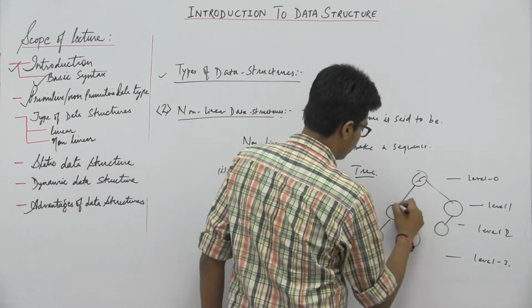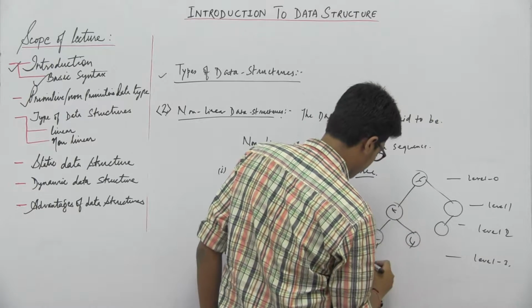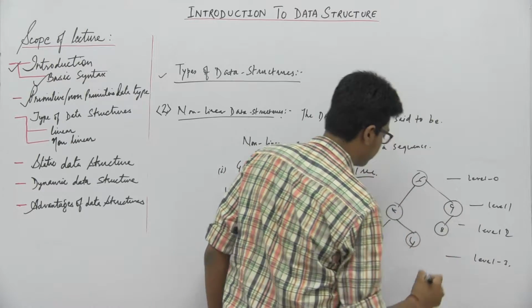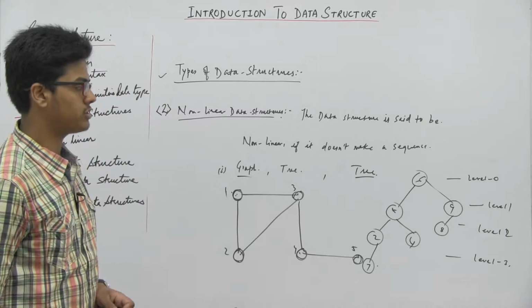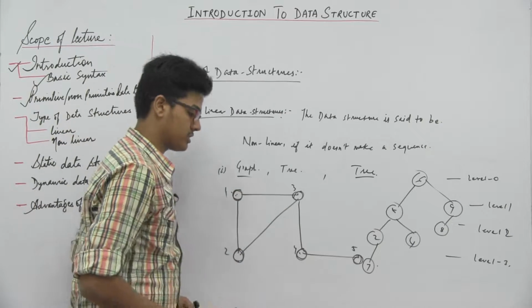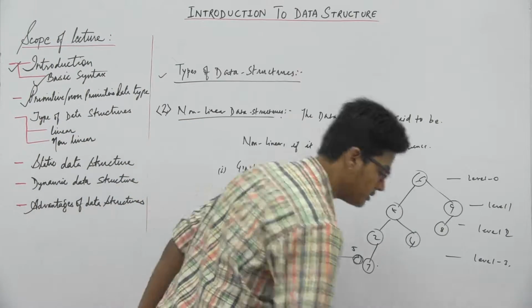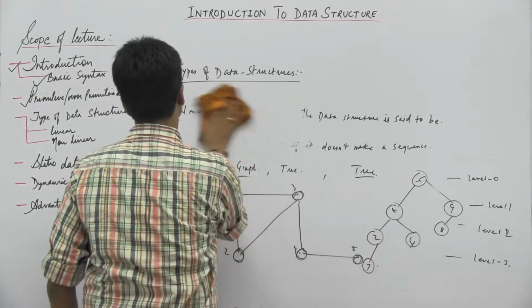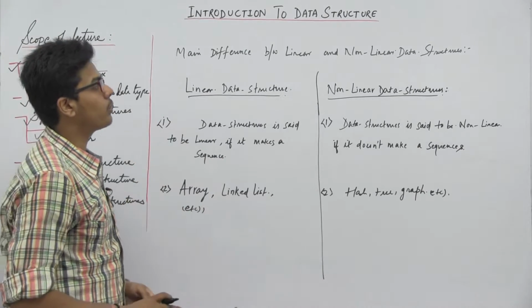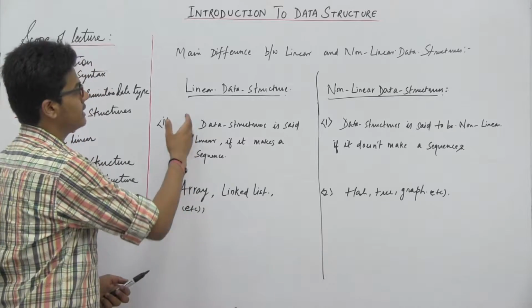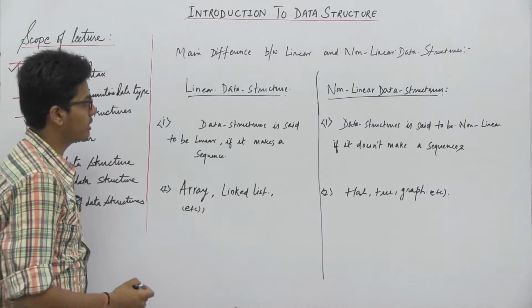So suppose this is 6, 5, 2, 4, 7, 9, 8. This type of structure is known as a non-linear data structure. Moving on, the main difference between linear and non-linear data structures. First, the linear data structures. I already discussed linear data structures.